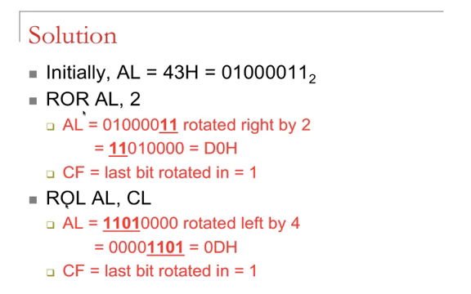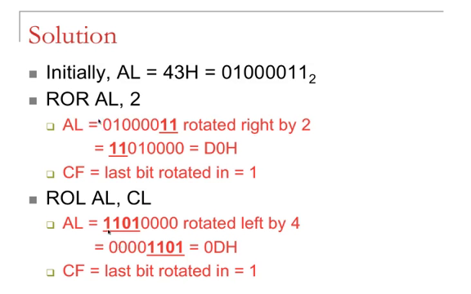Next instructions are OL, AL, CL. So we're going to use the most updated value in AL, which is 1101 0000. CL has 4, so we're going to rotate to the left for 4 binary bits. All these 4 bits will be shifted out of the register AL, and they will be loaded to the least significant bit side.